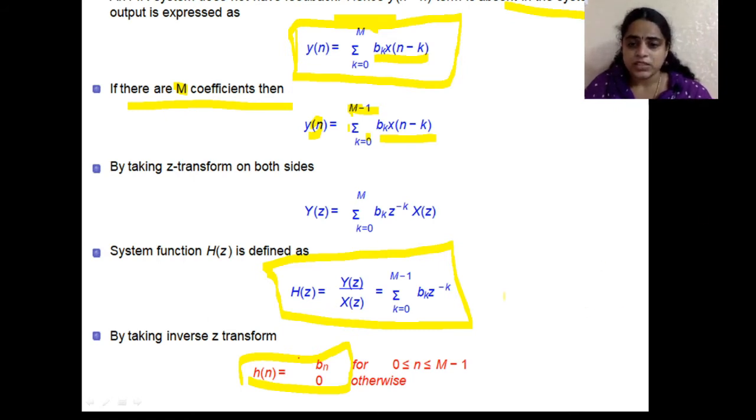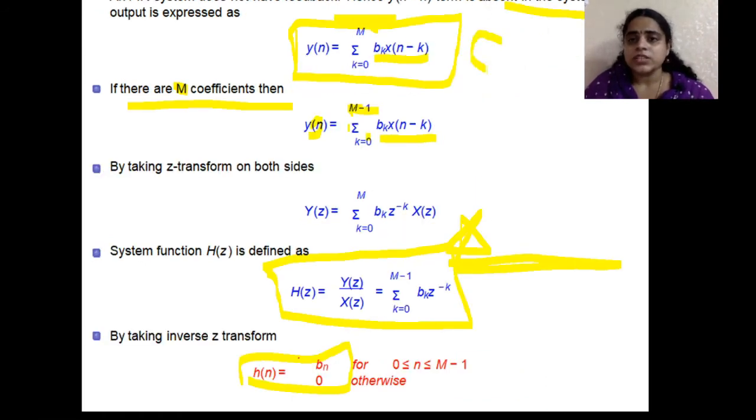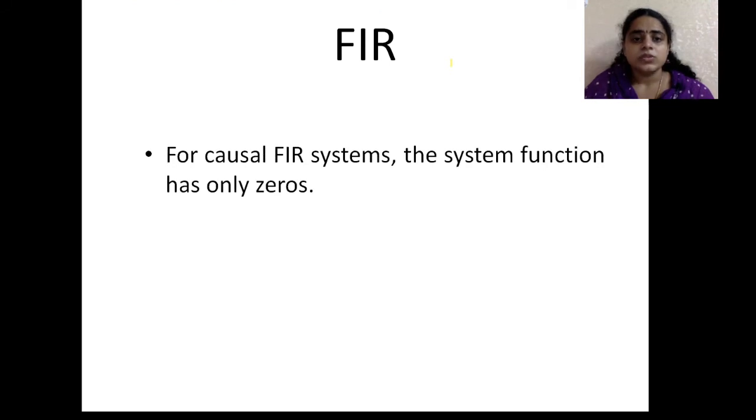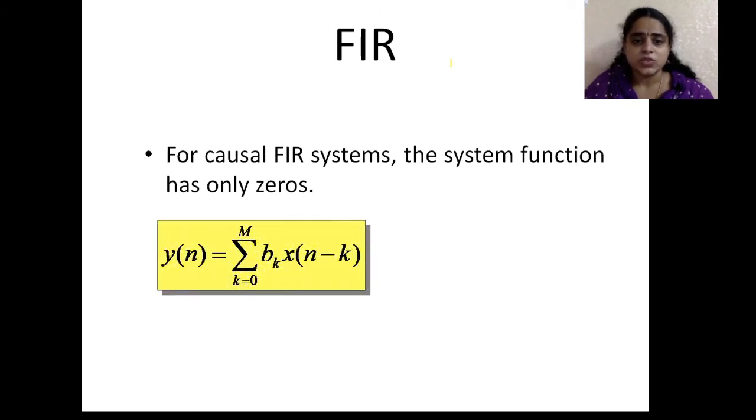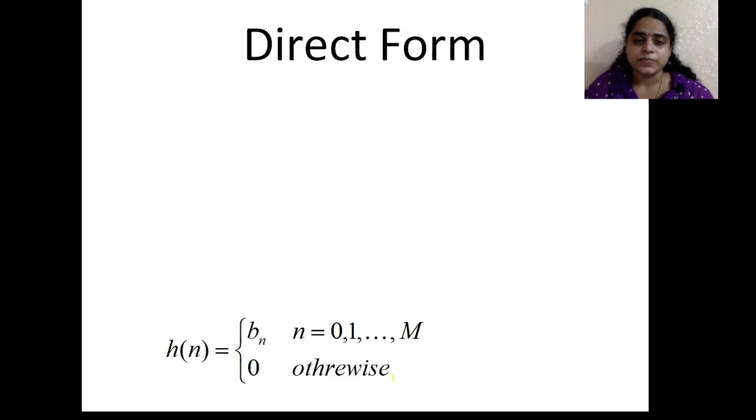This equation is the FIR system characteristic equation in Z transform, whereas this first equation is the FIR system characteristic equation in time domain. So for an FIR system, the system function has only zeros. y of n is equal to summation k equal to 0 to M minus 1 b_k into x of n minus k. It's nothing but convolution. h of n we have obtained here, so b_n from 0 to M, 0 else.